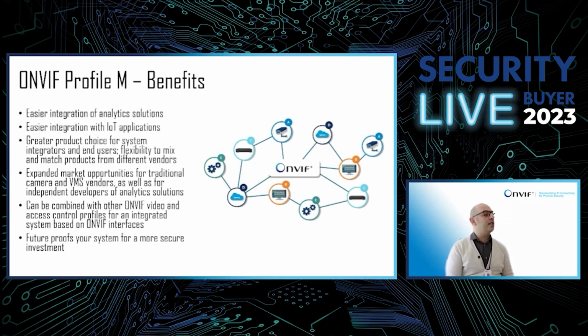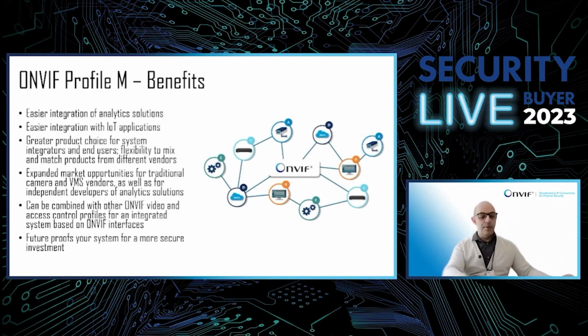Greater product choice for the system integrators and flexibility for the end user. As I mentioned before, we just achieved over 25,000 conformant products in the ONVIF conformance database, and that gives a great choice of products that support different profiles. And Profile M, which was introduced 2 years ago, is our fastest growing profile in terms of adoption. So more and more product vendors are creating products and bringing them to the market that are conformant to Profile M.